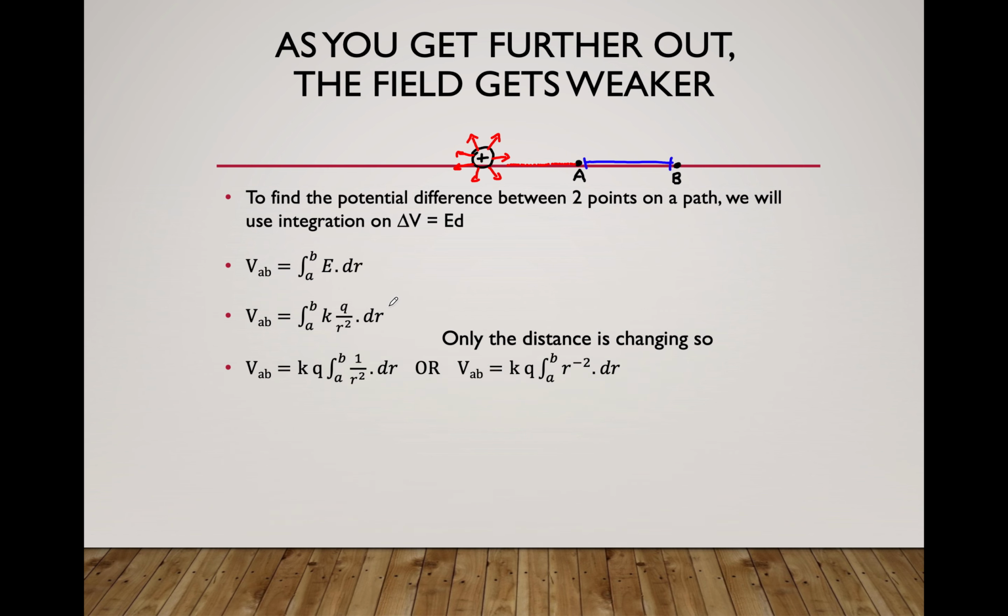We're only changing the distance, so we can take the k and the q out of this. We're only integrating in terms of the distance. So that'll just leave me with 1 over r squared. And if I'm dividing by r squared, we'll keep it as r to the minus 2. It makes it easier for us to do the integration.